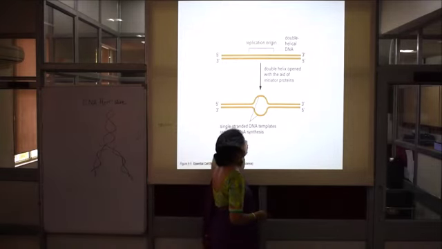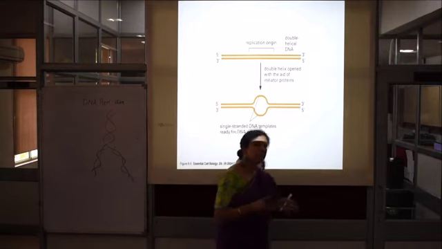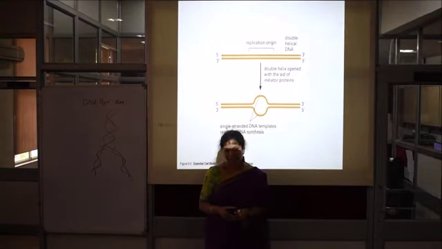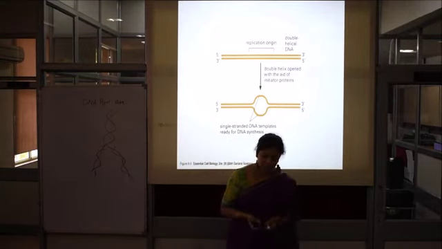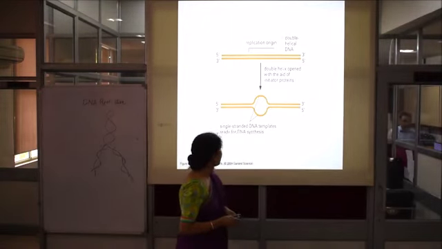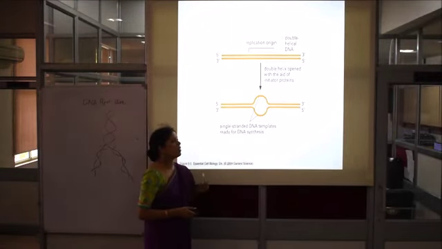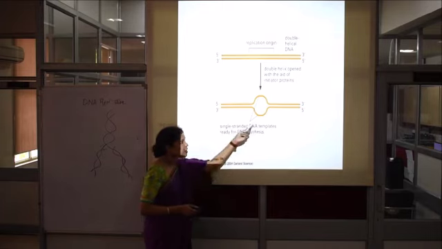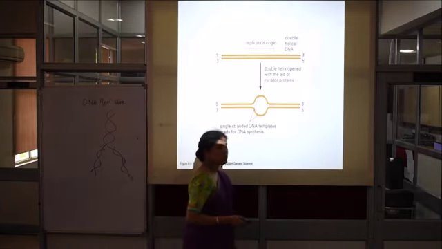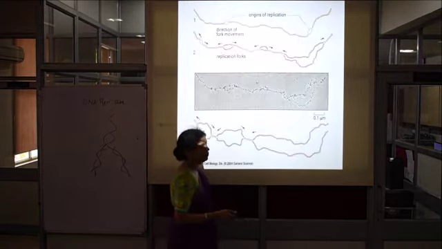So the double helix is going to open here with the help of certain initiator proteins which are going to bind at this point, like single strand binding proteins, helicases, etc. And from here the DNA replication is going to start. This particular site is called the origin of replication.